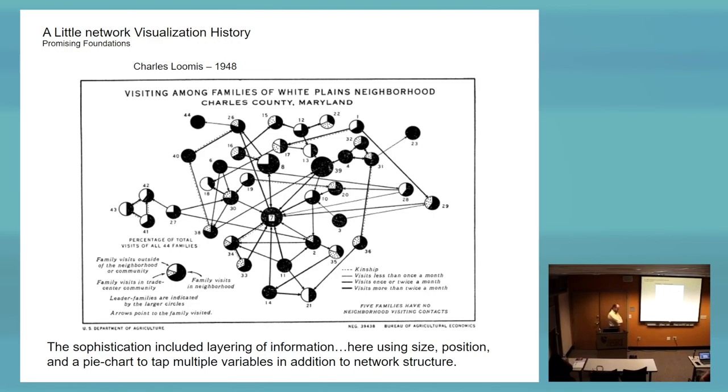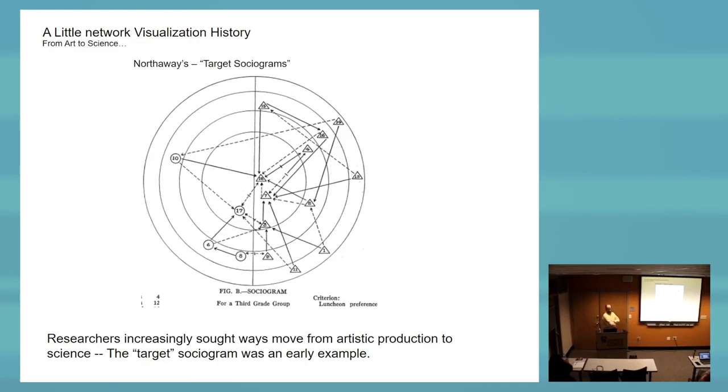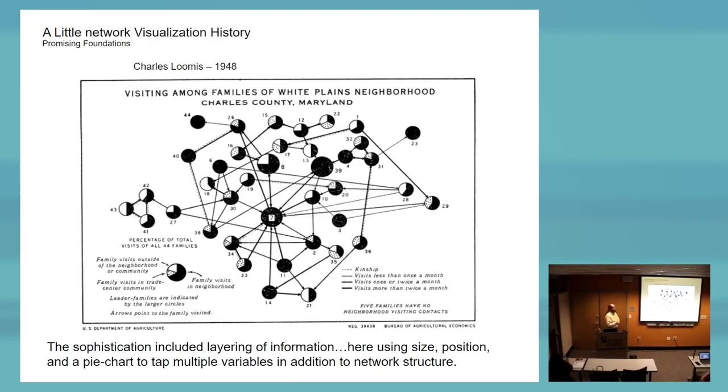Up until this point, up until the 50s, this is Northway's, what he called the target sociogram. Up until this point, most of these kinds of layouts were really just done artistically. People would try to put things in a way that might minimize edge crossings or otherwise have a way to sort of make some sense where it's all laid out flat. But there's no guiding theoretical principle to figure out why one node would be in one place versus another place. It's just wherever the artist decided to stick it down on the page and how much patience they had for redrafting these and drawing them by hand.